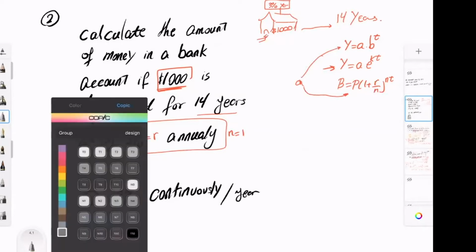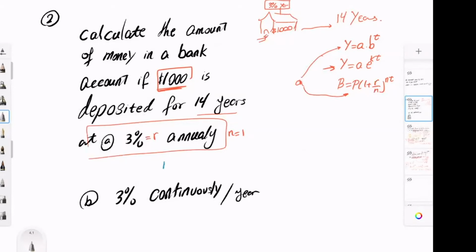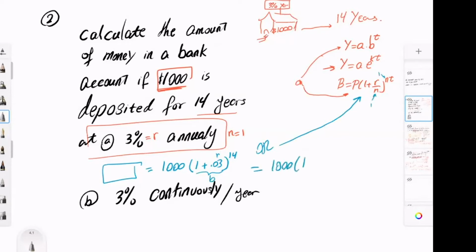If you use the first formula, we're going to have initial 1,000 times (1 + 0.03) to the power of 14. This gives you how much money you're going to have after 14 years. So this is R, the whole thing is b. Or you can plug it in there, which is the same thing, n equal to 1. You will get the same equation. So it will be 1,000 times 1.03 to the power 14. And you don't want to mess up the calculation. You have to put 1.03 to the power of 14 multiplied by 1,000.